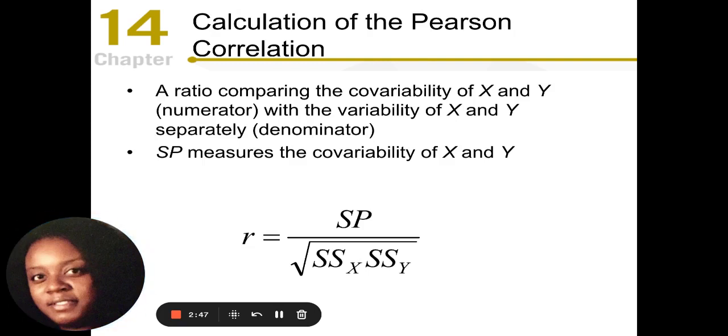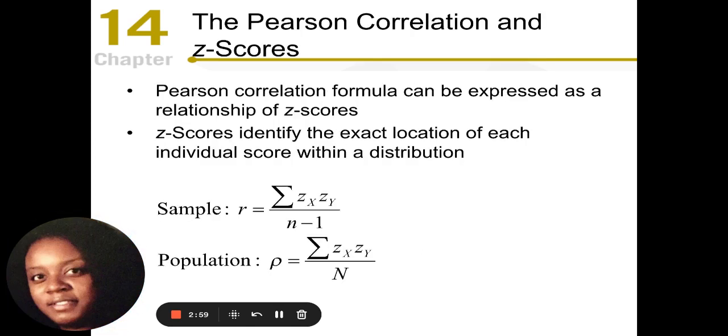A ratio compares the covariability of X and Y in the numerator with the variability of X and Y in the denominator. The sum here measures the covariability of X and Y. The Pearson correlation formula can be expressed as a relationship between z-scores, and z-scores help identify the exact location of each individual score within a distribution.